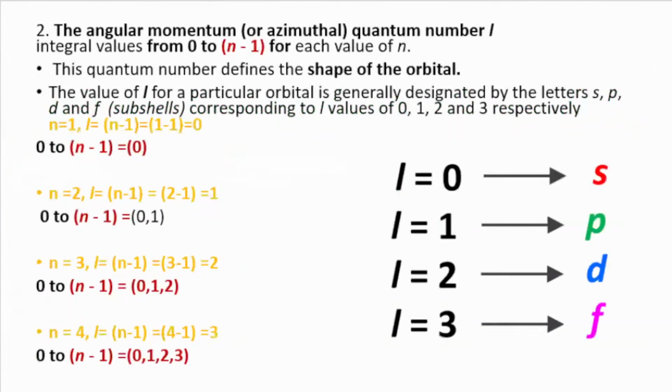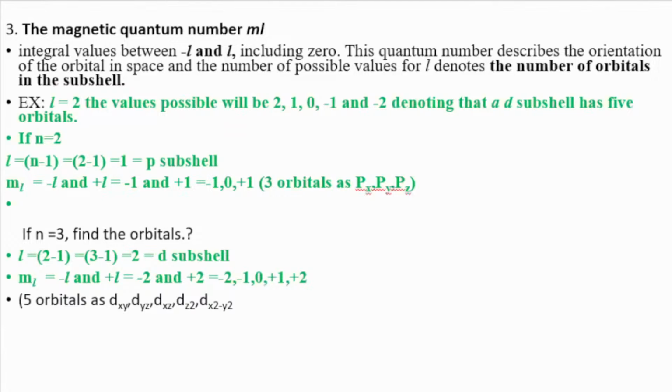Now take F. If you have any doubts, please let me know. The azimuthal quantum number of F is 3. The magnetic quantum number can take the integral values between -L to +L. So from -3 to +3: -3, -2, -1, 0, +1, +2, +3. That gives 7 orbitals in the F subshell. One orbital can occupy a maximum of 2 electrons. So altogether 7 into 2 is 14.